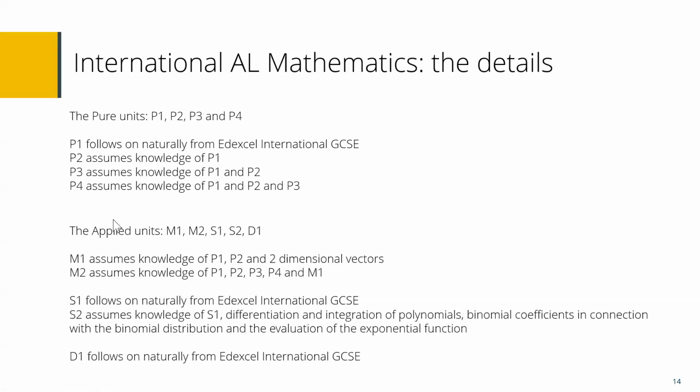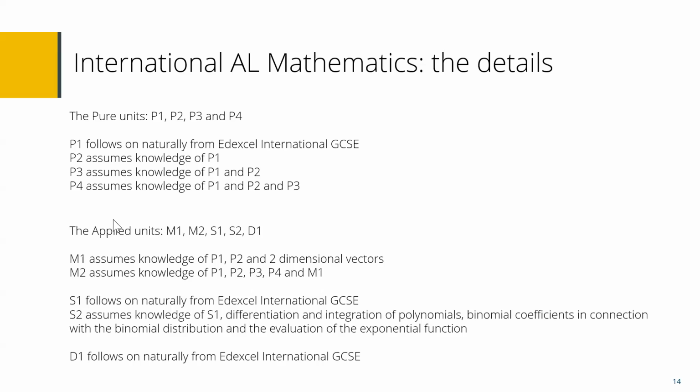In this one here, it's also worth looking at the continuity from the GCSE as well. The fact that M1 assumes knowledge of P1, P2, and two-dimensional vectors has some implications for how we structure the teaching of the unit in the first year of a 2-year course. So, as you choose the order that you want to teach the modules, you have to bear in mind what's required for each module. There's some flexibility, but it's about being aware of the requirements of each one as well.